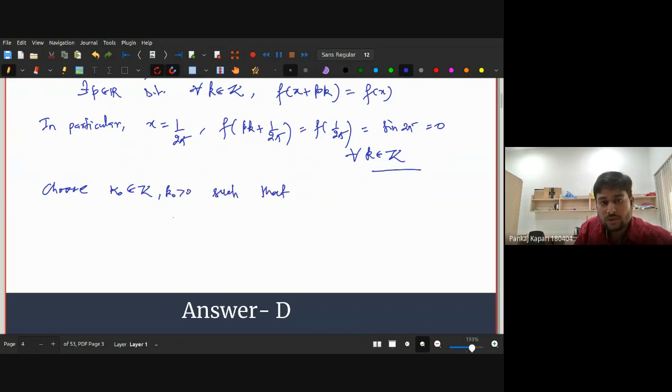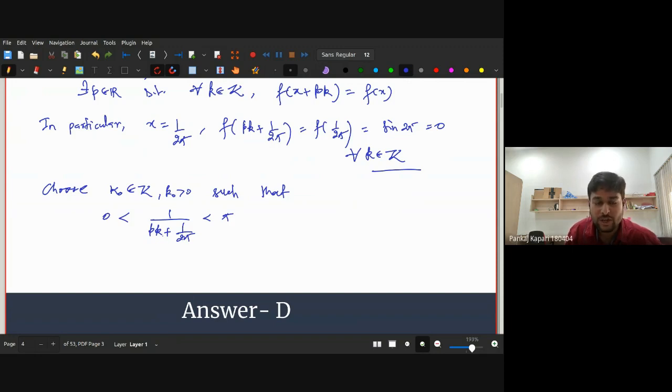So how are we choosing this number? We choose it in a way that the reciprocal of pk plus 1 over 2 pi is less than pi, so that this thing lies between 0 and pi. So that we can do, right?